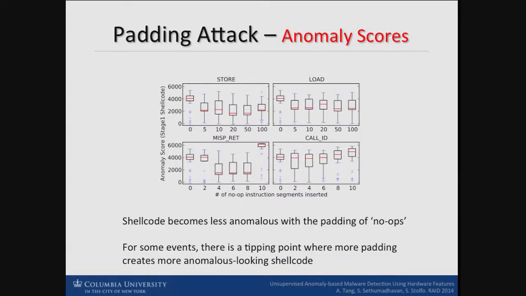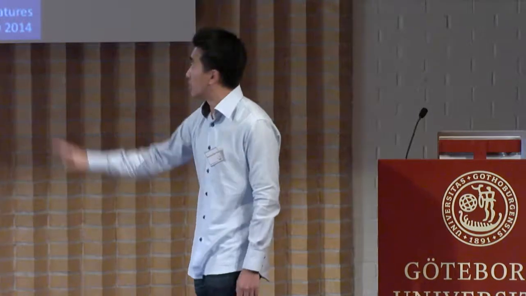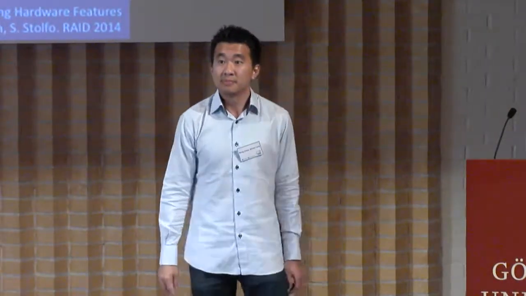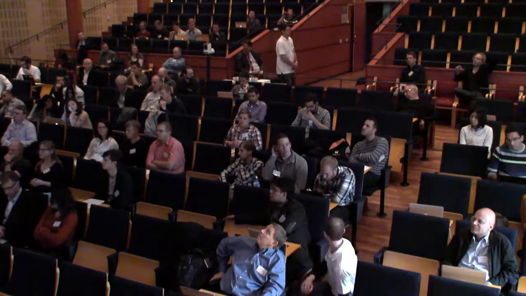This shows some of the anomaly scores. One of the more interesting things is that generally, as you increase the padding that he includes in the shellcode, the detection performance deteriorates a little bit, up to a point where adding more padding will actually increase the anomalous behavior of the attack code, as you can see from the mispredicted events here. So I guess the biggest problem for the attacker is that you can do this, but it's not portable.